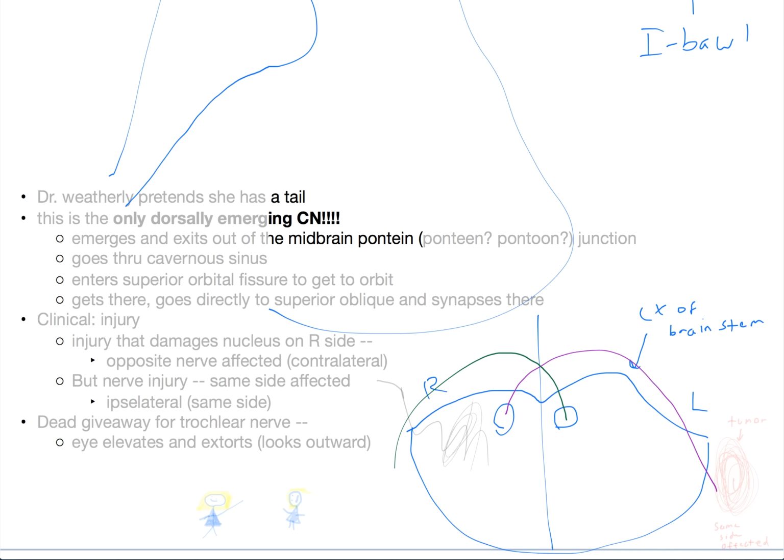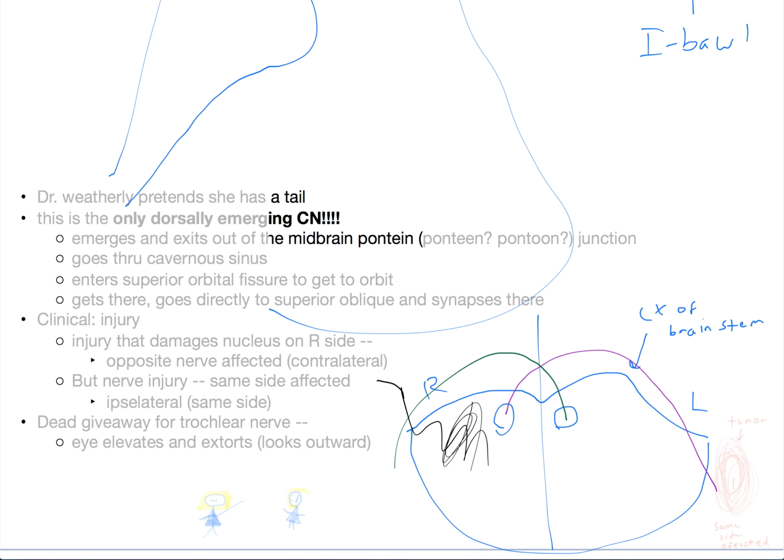So why is this important? Because if you have an injury that damages the nucleus, the most common thing would be a stroke, like a vascular injury. So if you have a stroke on the right side and you knock out that nucleus, which superior oblique is going to be non-functional? The left. Absolutely. So if you have a nucleus injury, the opposite nerve is affected.